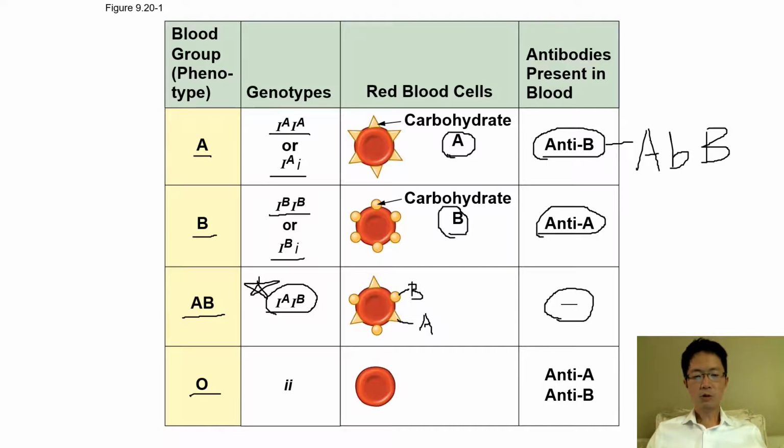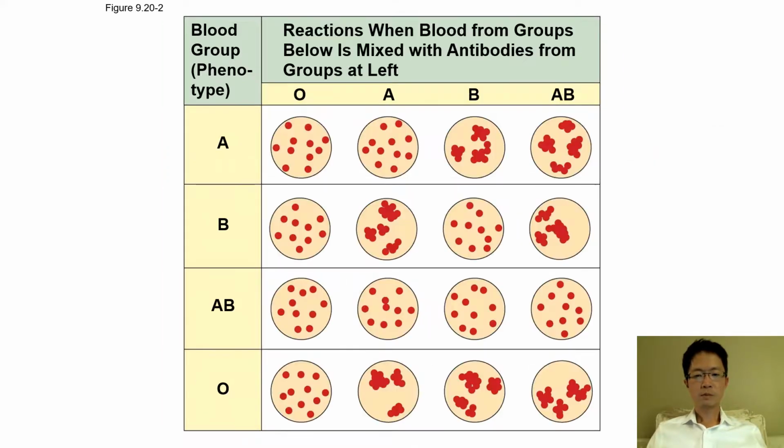Blood type O, the patient will have the homozygous recessive allele, small i, and there's no glycoprotein A and no glycoprotein B. And interestingly, the plasma has both antibody A and B. And ideally you should also memorize the result here.